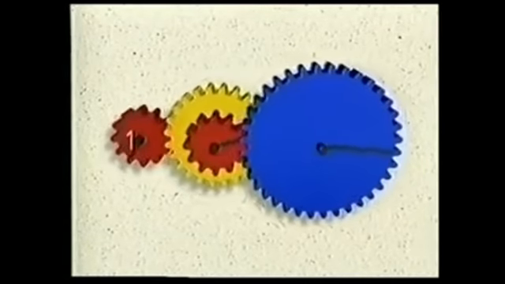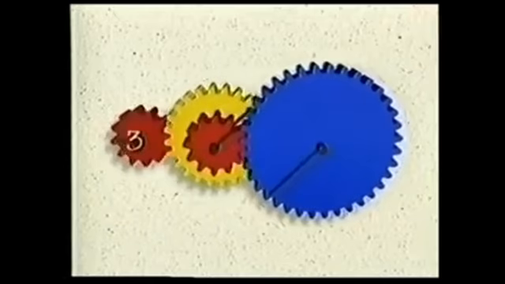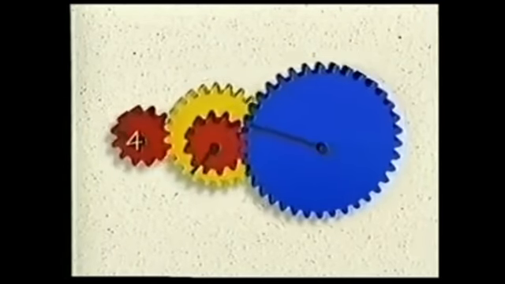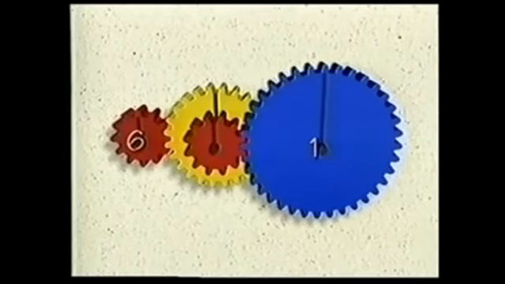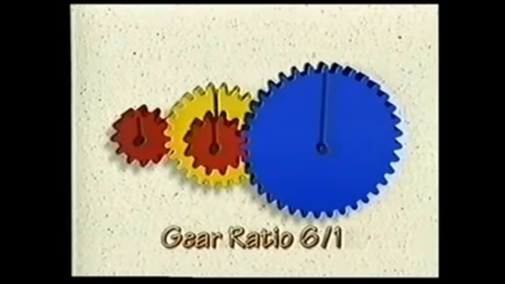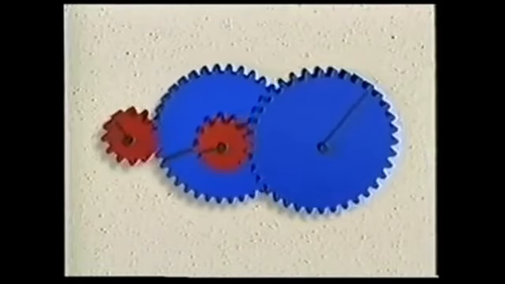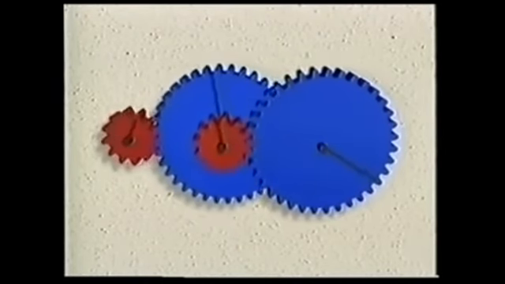Whether you use the mathematical formula of multiplying the ratios of the individual gear pairs or count the revolutions of the first and last gears in the train, the overall gear ratio always comes out the same. The overall gear ratio of this gear train is 6 to 1. Gear ratios are determined by both the number of gears used and a combination of their sizes.